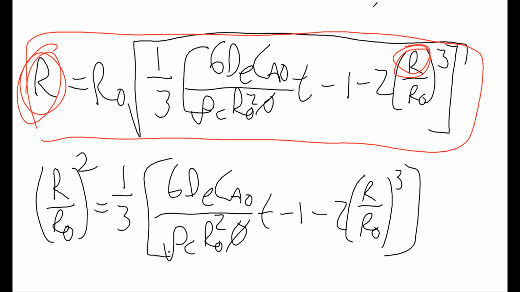Okay, so the equation is r equals r naught times square root of 1/3 times 6 times dE times CA0 over rho C times R0 times R0 times phi, times time, minus 1, minus 2 times r over r naught, cubed.